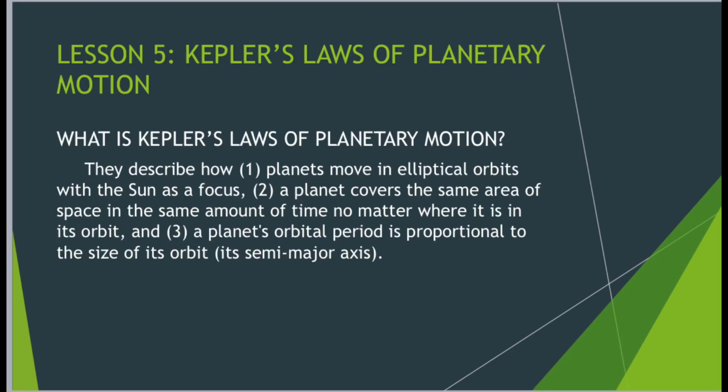Lesson 5. Kepler's laws of planetary motion. What are Kepler's laws of planetary motion? They describe how planets move in elliptical orbits, with the Sun as a focus. A planet covers the same area of space in the same amount of time, no matter where it is in its orbit, and a planet's orbital period is proportional to the size of its orbit.